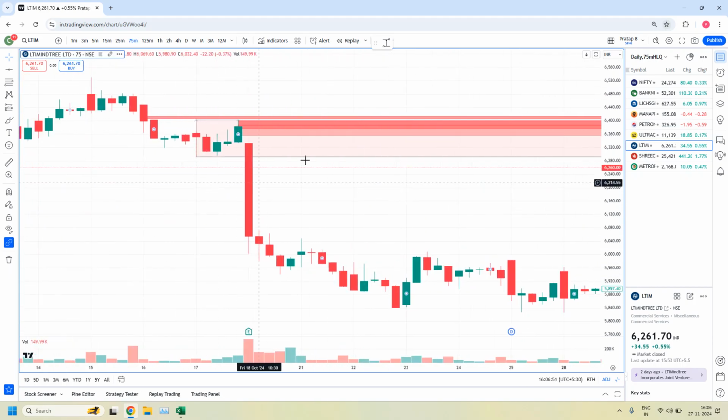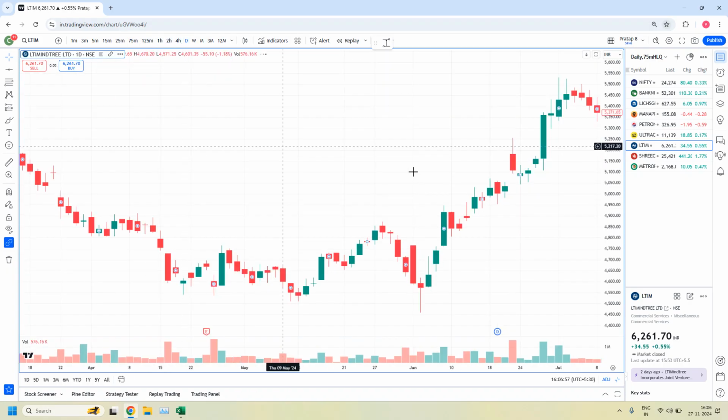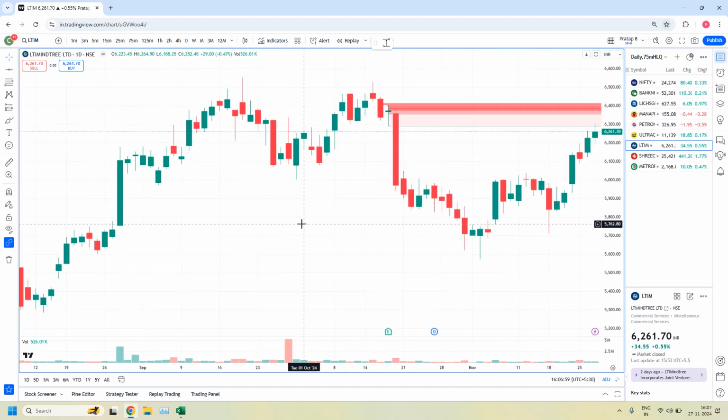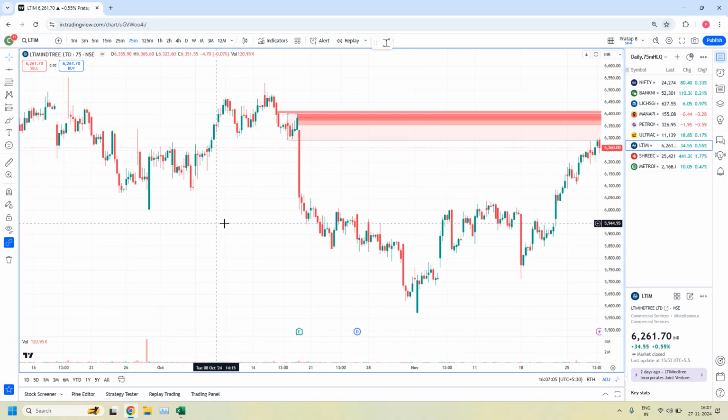This is a drop base. This is a daily supply zone, not 75. This is a daily supply zone. We have a drop base drop. This is fine-tuned with the 75 minutes time frame.